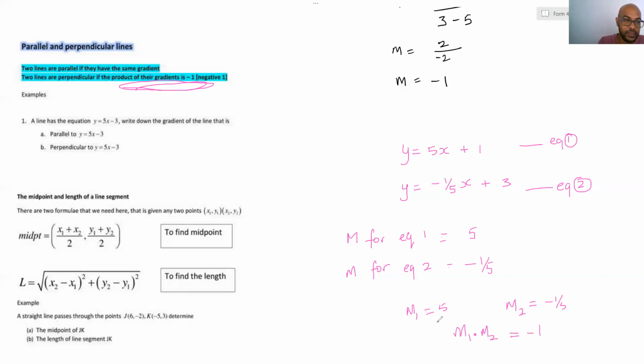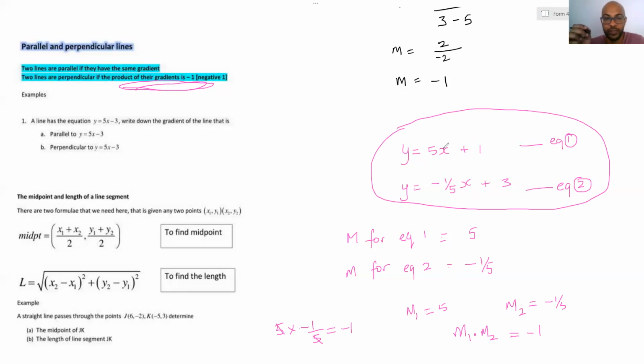All right? If we take 5, I'll just be working on the side here, and multiply that by -1/5. What's going to happen there? This would cancel, and we get an answer of -1. So these two lines are a good example of two lines that are perpendicular to each other because the product of their gradients is equal to -1, right?